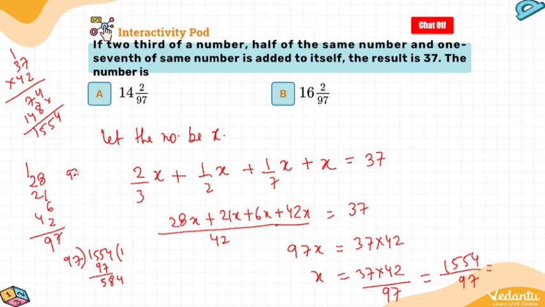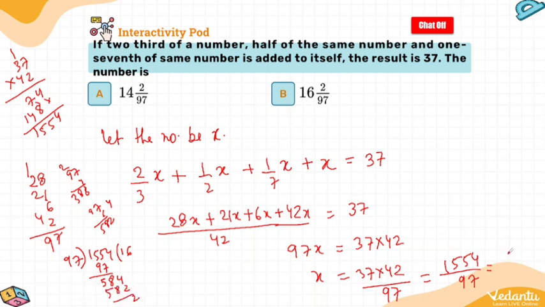So 97 fours, I think 7 fours are 28, 2, 9 fours are 36, 2, 38. And let's say try with 97 into 6. 6 7s are 42, carry 4, 9 6s are 54, and 5 is 58. Yes, we can take 6 here. So 582 it comes, and 2 is remainder.